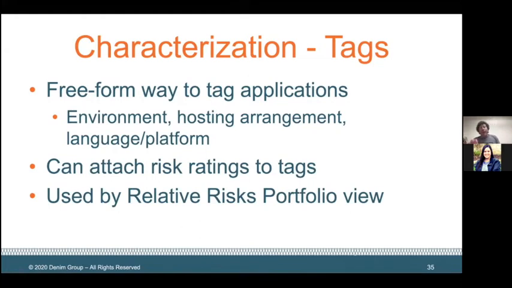You also have the ability to attach risk ratings to tags. And so you can say, well, something that is public facing, I consider to be riskier versus something that is partner facing that might be of medium risk, and internal facing that might be considered to be the lowest risk. And this also feeds into that relative risk ratings.